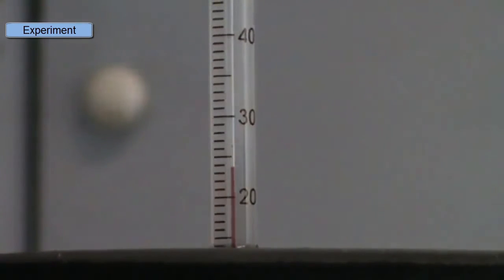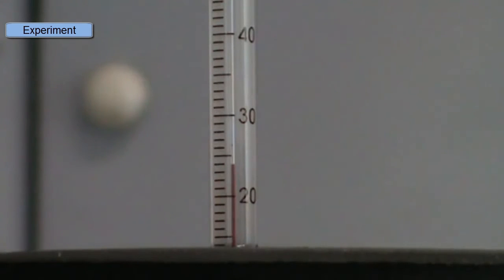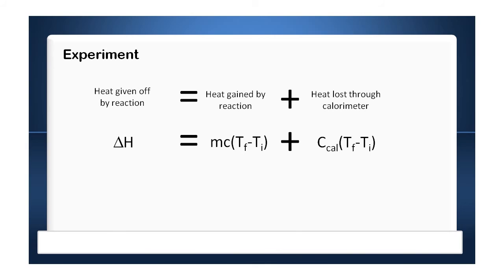So here I've mixed it for a while, and now it's at 24 degrees. So I now know my initial temperature, I know my final temperature, so I know how much heat was given off in the reaction. That, coupled with information about the calorimeter constant, I can work out how much heat was lost to the calorimeter plus how much heat was gained by the reaction. And the heat given off by the reaction is the sum of these two.